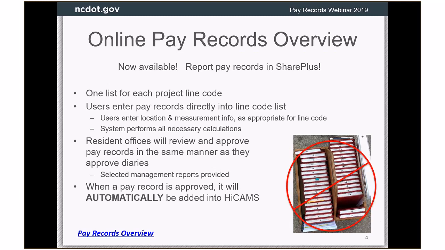And then the resident offices will review and approve the pay records in the same way that they review and approve diaries. And then we have some management reports to help. And so we'll go through this all in detail, but that's kind of the high level detail. But the key difference compared to diaries is that when somebody in the resident office approves the record, it will automatically send that information over to HiCAMS.